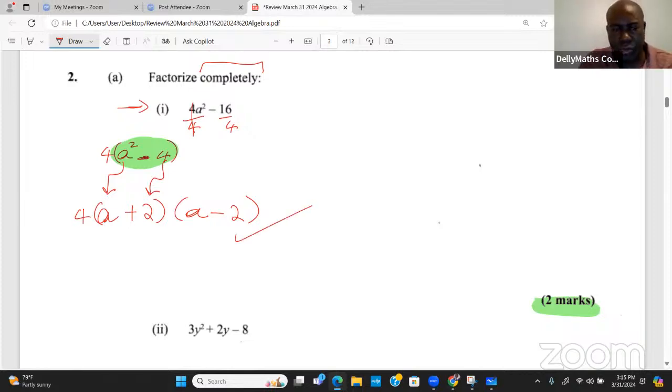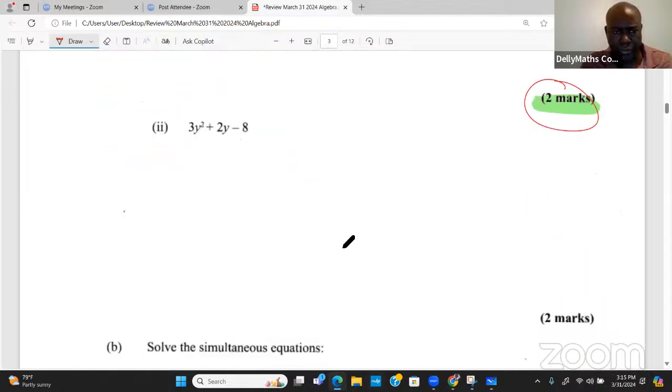So the bottom line is we were able to factorize. You get 1 mark for that. You get another mark for that, hence the 2 marks right there. All right, let's keep going.